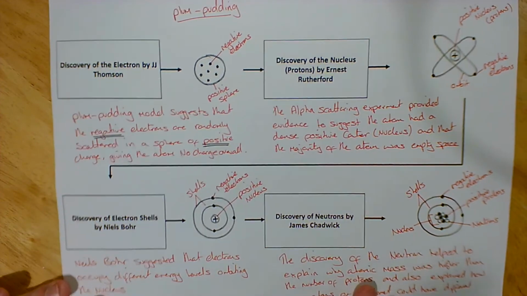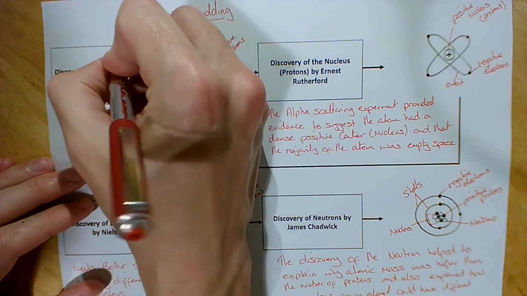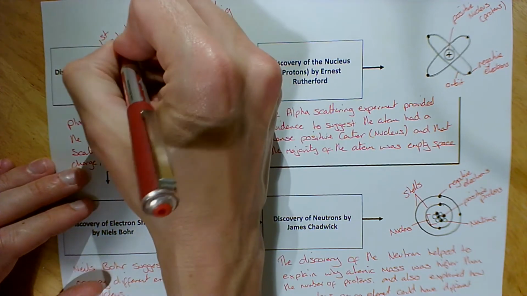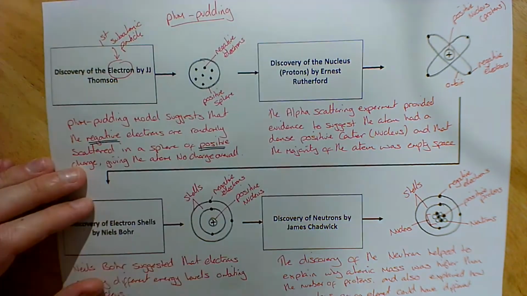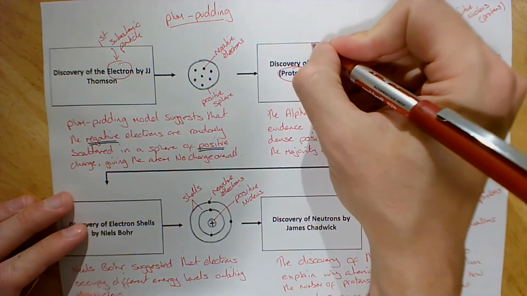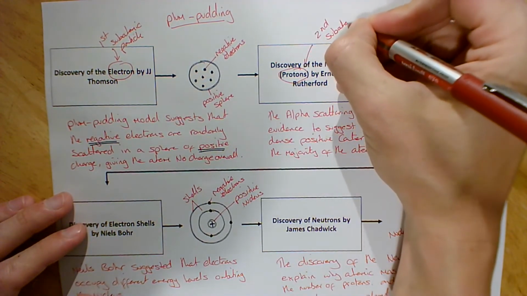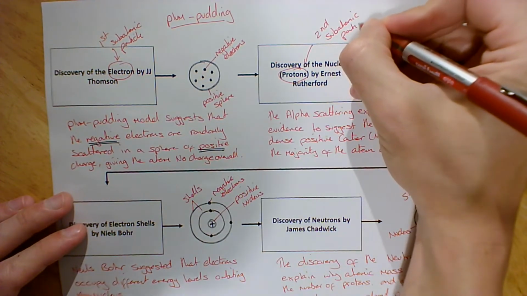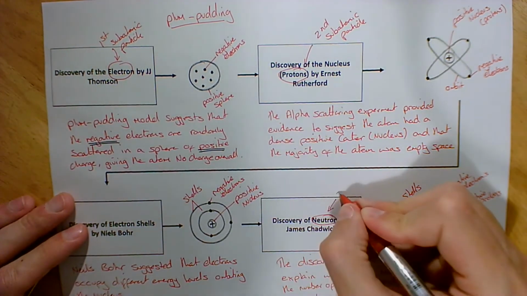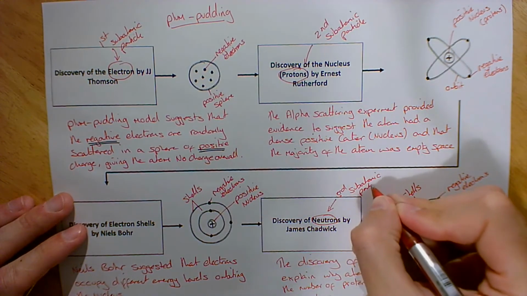So just a quick recap. The first discovery was the electron. So this is our first subatomic particle. And then there's the alpha scattering experiment by Ernest Rutherford, discovering protons in the nucleus, which is our second subatomic particle. And then James Chadwick discovering the neutrons, giving us our third subatomic particle.